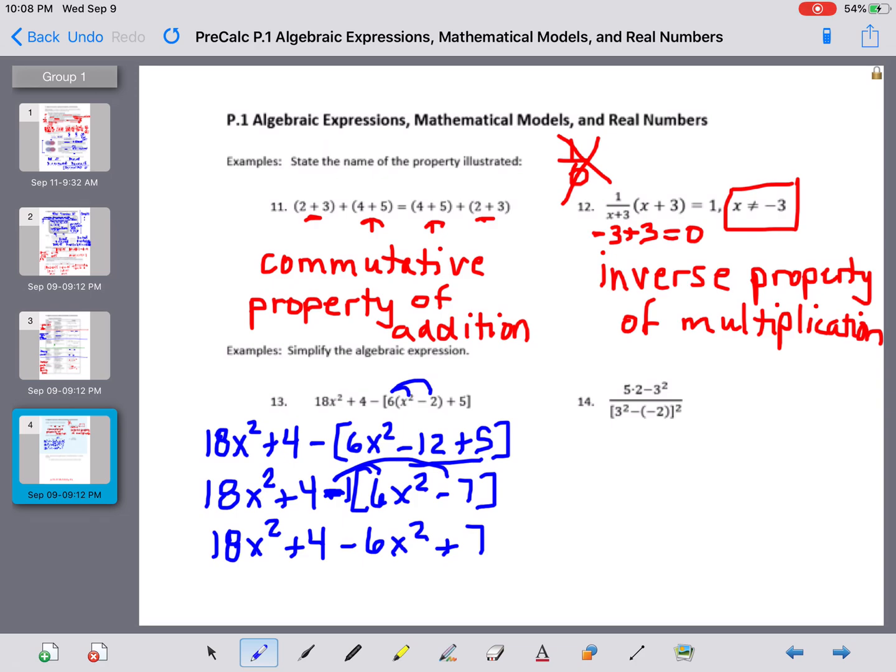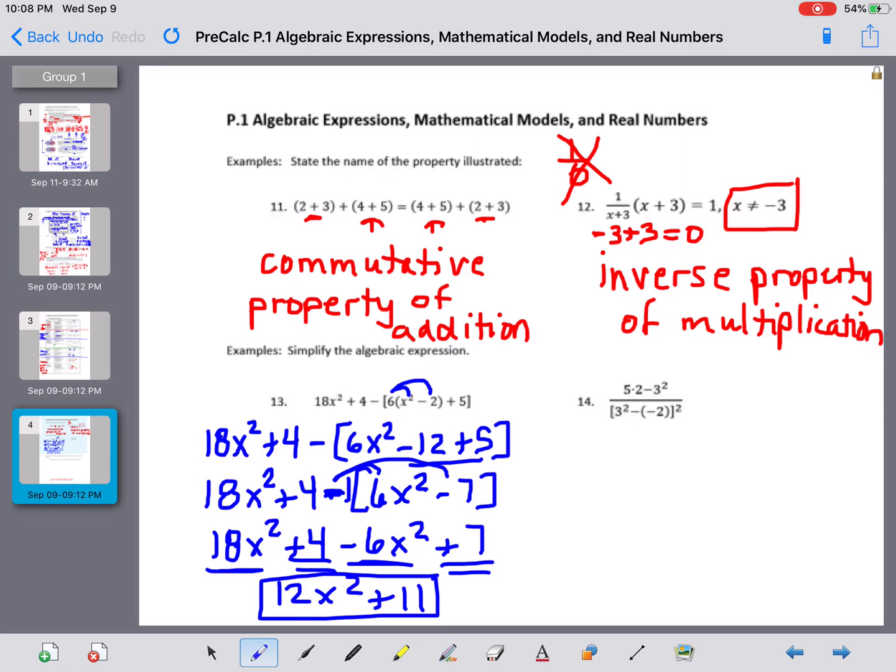So I look for multiplication and division. Nothing I can simplify. It's time to add or subtract from left to right. Like terms, 18x squared minus 6x squared leaves me with 12x squared. Positive 4 plus 7 makes positive 11. And I've simplified this as much as can be simplified. So again, evaluate or simplify means I've just simplified as far as I can. I can't solve it because I don't have an equal sign.